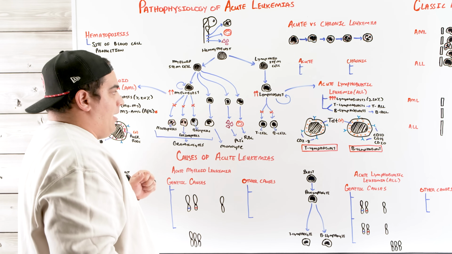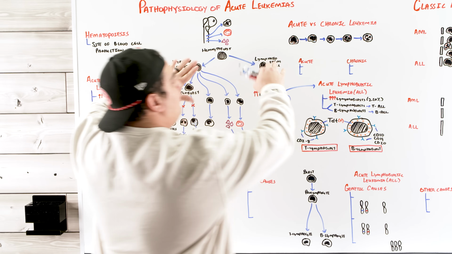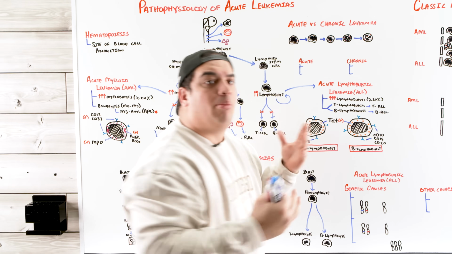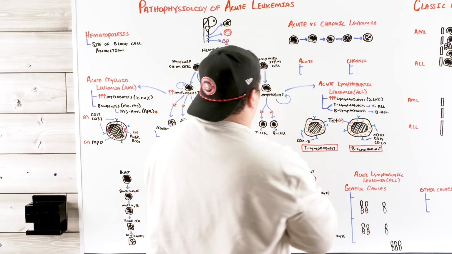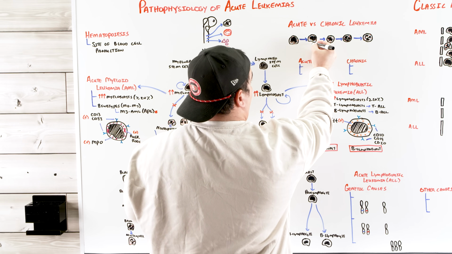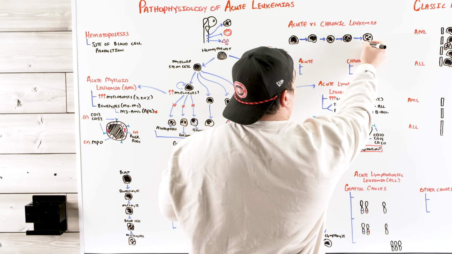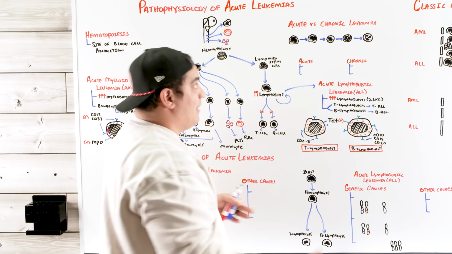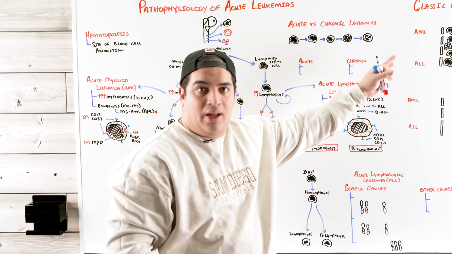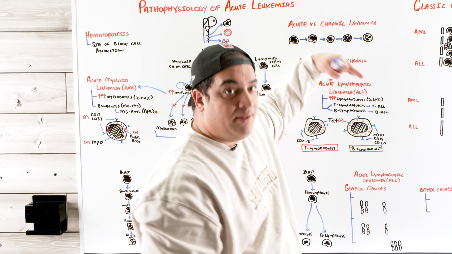Last thing I wanted to talk about: when we talk about how leukopoiesis, making white blood cells, occurs, you always start off with a blast. Then it becomes a promyelocyte, then a myelocyte, then a band cell, and then it eventually forms a functional granulocyte. I'm just using this as an example, right? For lymphoid, it would be a lymphoblast, a prolymphocyte, then a lymphocyte, T or B.